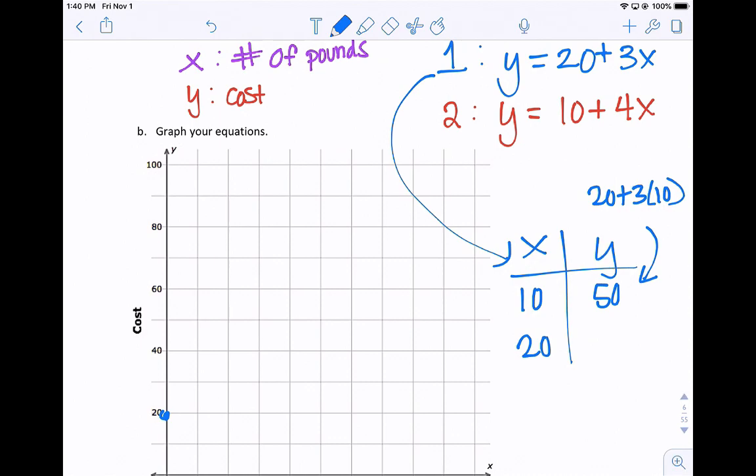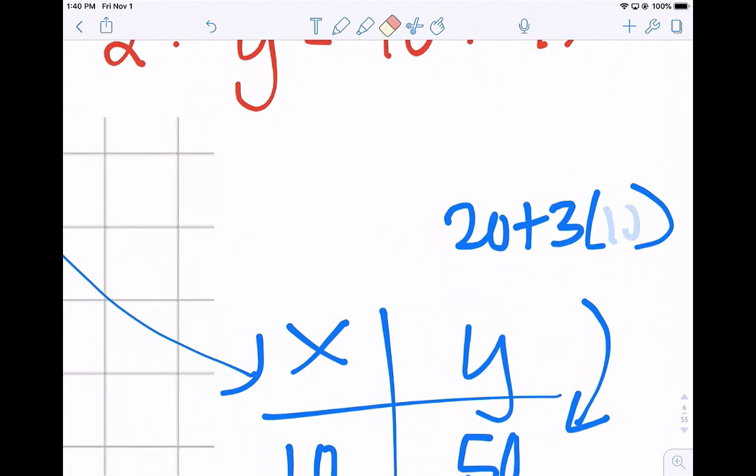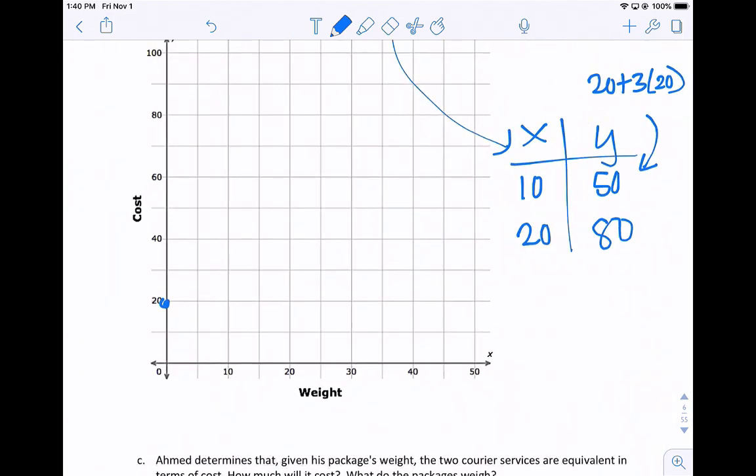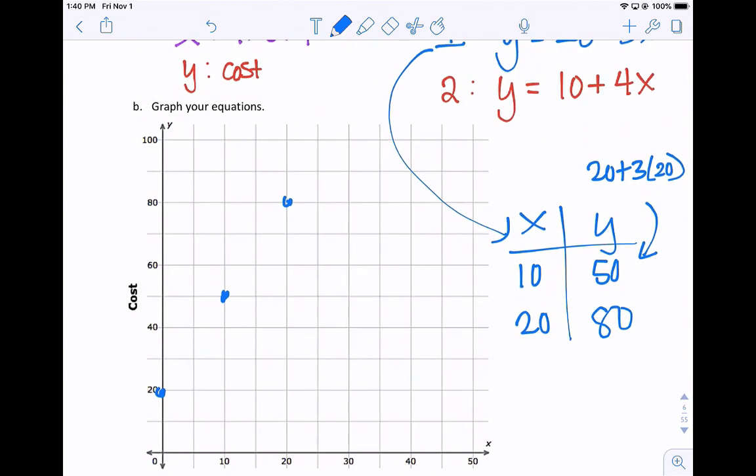20 pounds. Okay, so if we make this a 20, erase that. 3 times 20 is 60. 60 plus 20 is 80. Okay, so now we can graph this pretty easily. So go over 10 up to 50, go over 20 up to 80. Okay, so sometimes it helps to make a table to graph our values.